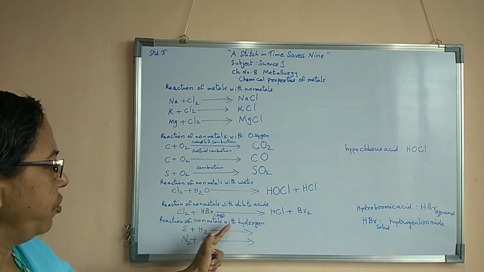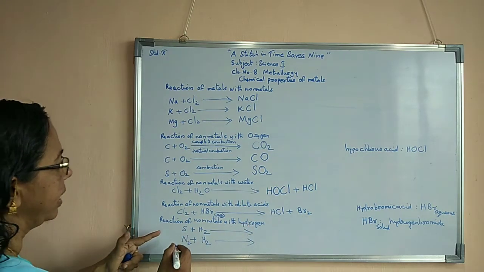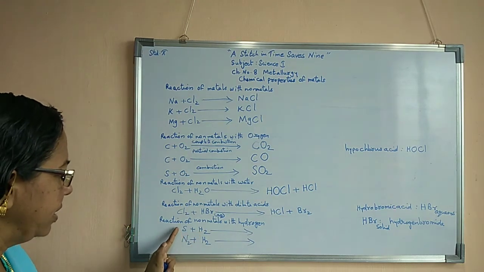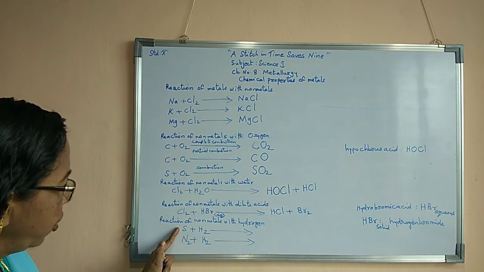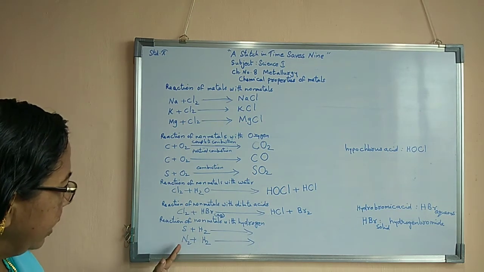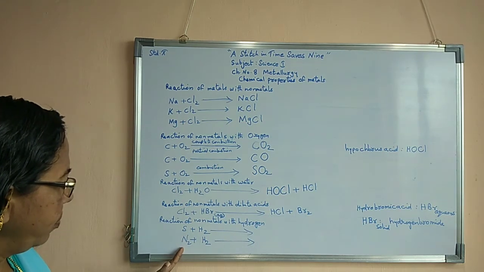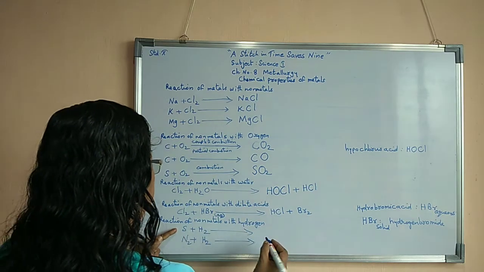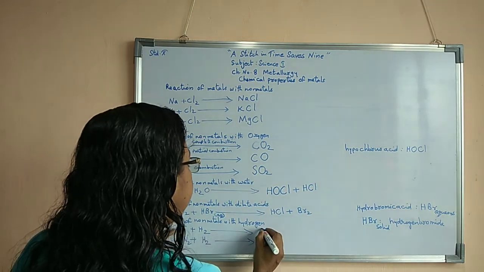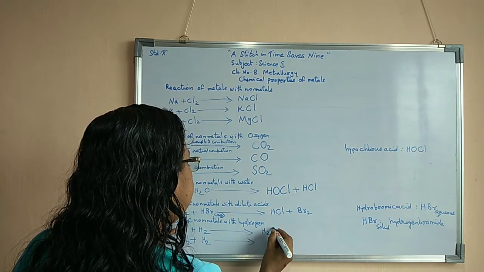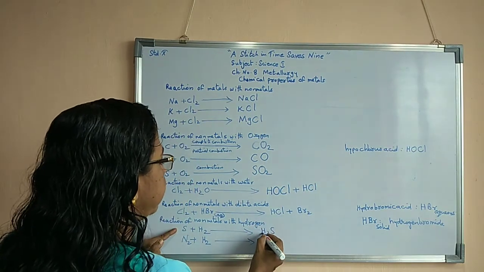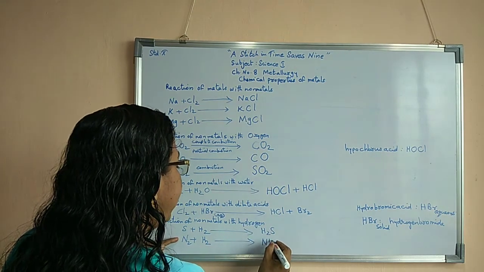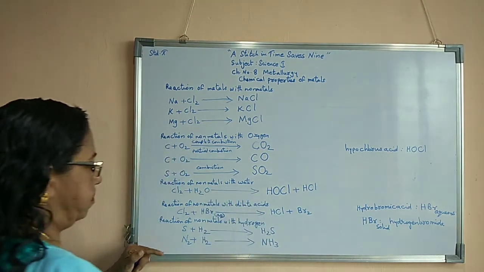Here now, reaction of non-metals with the hydrogen. For that, here two non-metals, here again same non-metal. That means sulfur is a non-metal, hydrogen also non-metal. Here nitrogen is a non-metal, hydrogen also non-metal. Then which compounds will form, we'll see. Hydrogen reacts with sulfur, hydrogen sulfide will form. Nitrogen reacts with hydrogen, ammonia will form, NH3.